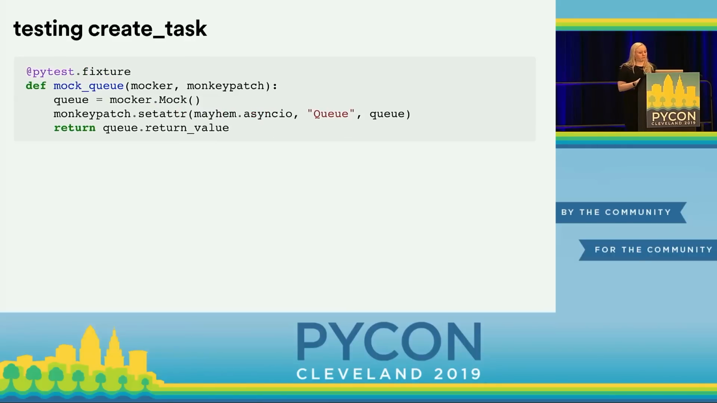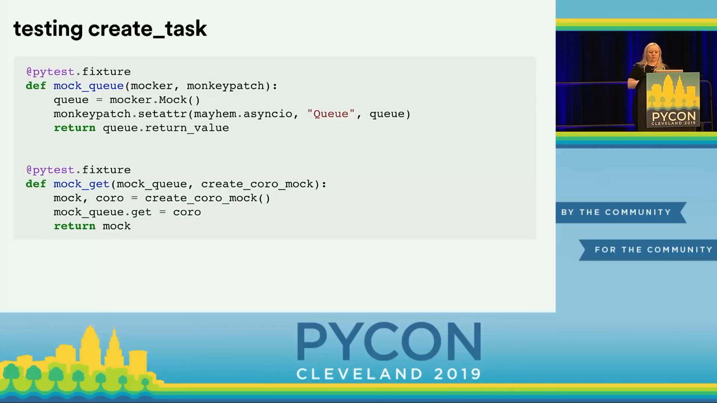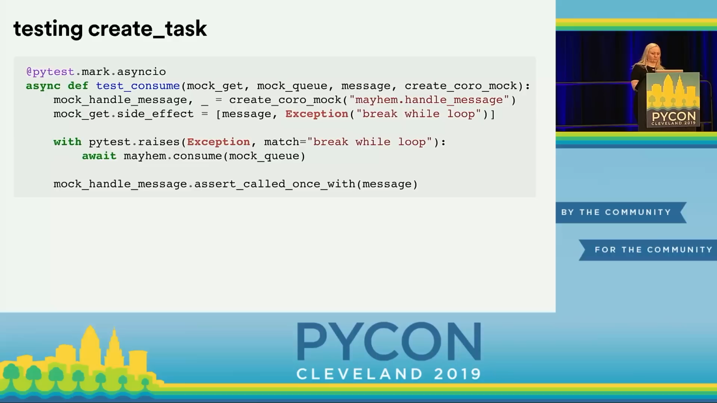So we'll first need a couple of fixtures for that queue. We will mock and patch the asyncio.Queue class within our module. And then we'll use the mock_queue fixture in another one, the mock_get fixture. So unlike our mock_sleep fixture, we will use that stub coroutine that create_mock_coro returns and set it to the mock queue's get method. So here is our test_consume function, where we are giving the newly created fixtures.